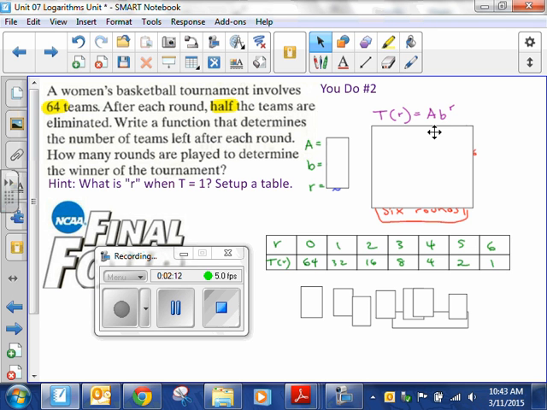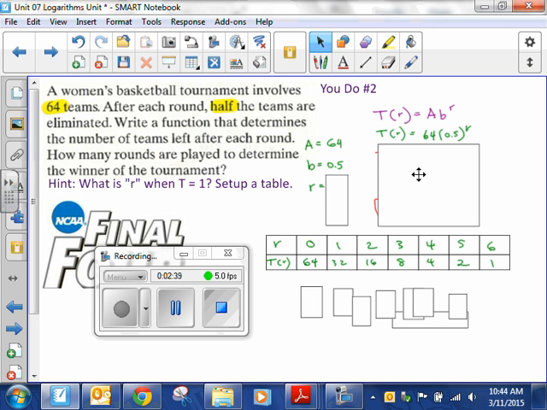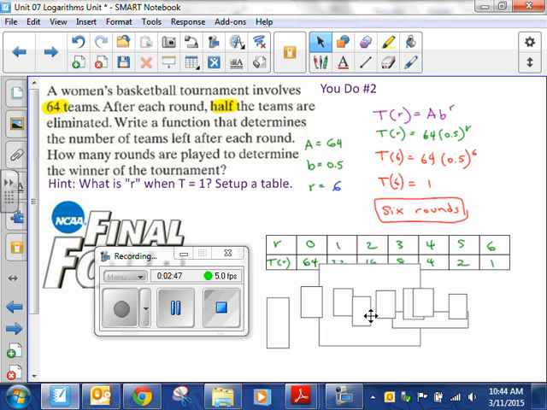Now, you can build a function by using the generic exponential function template. Okay, so we have a times b to the r power. And I'm using r because r is going to be the number of rounds. R is the input value. A is the starting number, which is 64, and b is the rate of growth or the rate of decay. In this case, it's the decay rate by half, 0.5. So there's your answer: 64 times 0.5 to the r power. And just for the heck of it, if we plug in 6, you would also get 1, because that's how many teams are left.